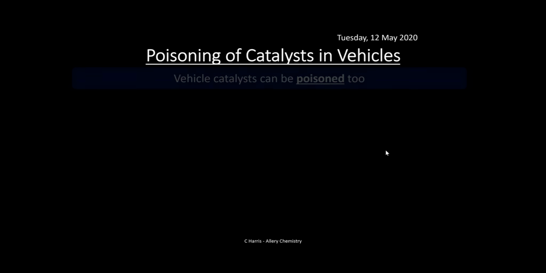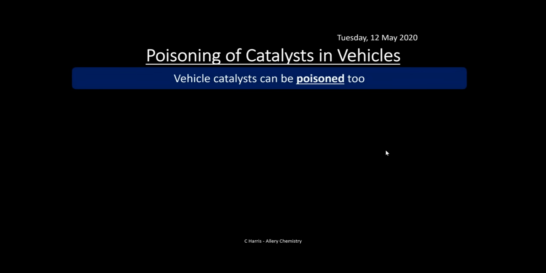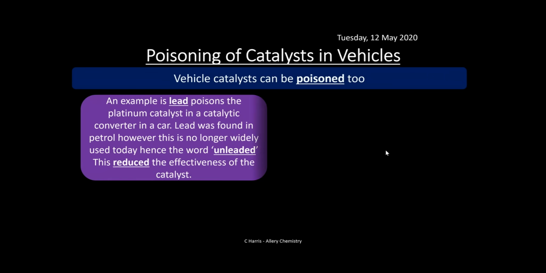Okay, so catalytic converters can also be poisoned in cars. Obviously, if catalysts can be poisoned in reactions such as making ammonia, they can also be in a car as well. So, for example, lead poisons the platinum catalyst in a catalytic converter, and lead was found in petrol. However, it's no longer used. It used to be called 4-star or premium unleaded, and it used to poison these catalysts, which caused all sorts of problems and made, over time, all the cars not as efficient as they are today.